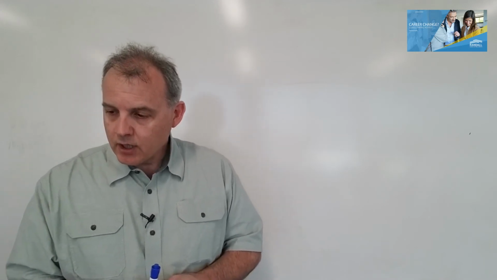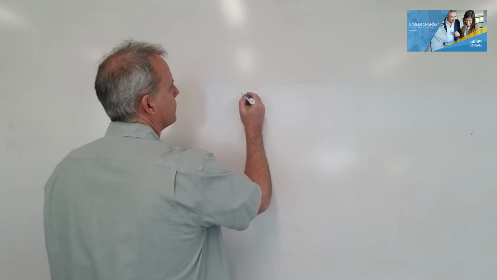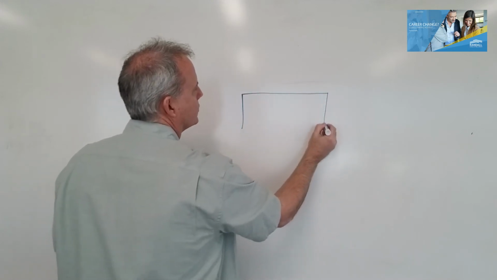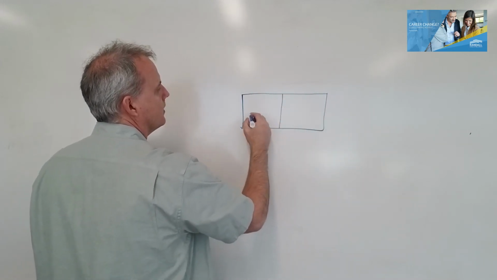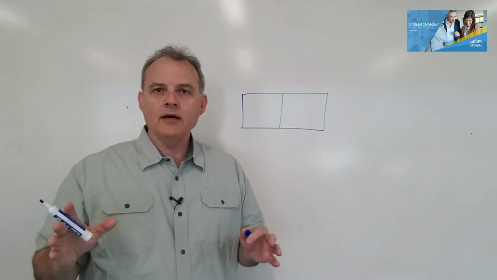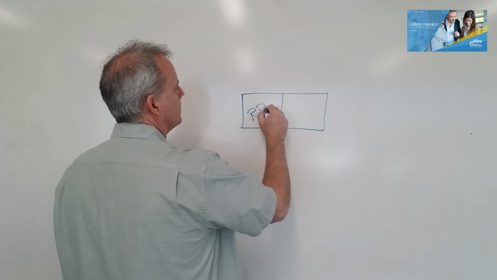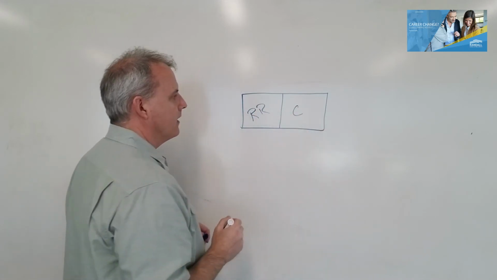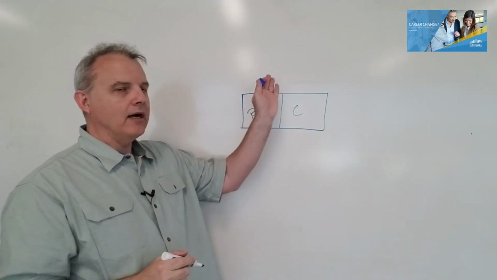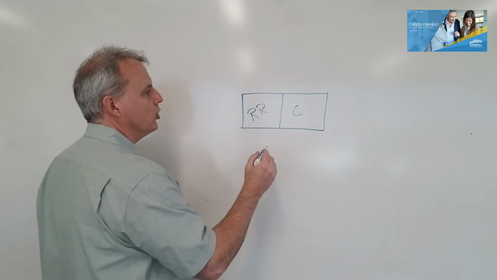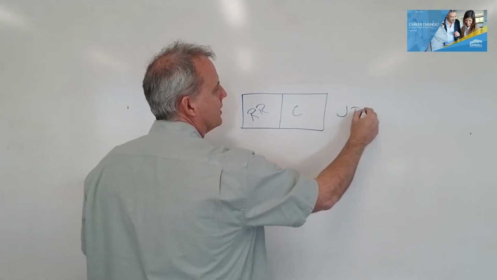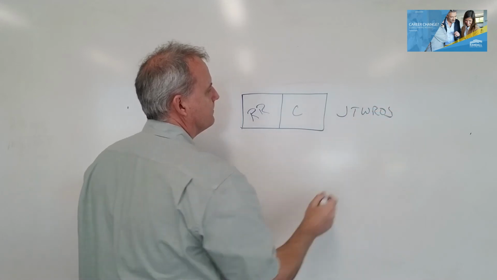And then possession. All owners have an equal right to possession of the property. So let me illustrate how this works. Let's say there are two people, and I'm a big cartoon fan. So let's say that we have Roadrunner and Coyote, and they buy a house in the desert, and it's joint tenancy with rights of survivorship.